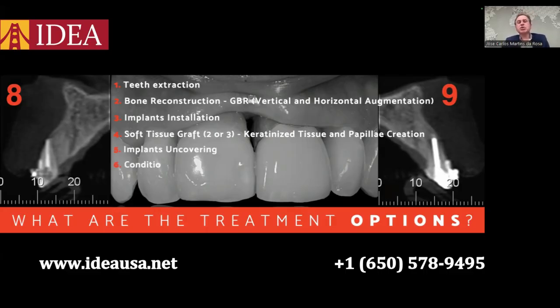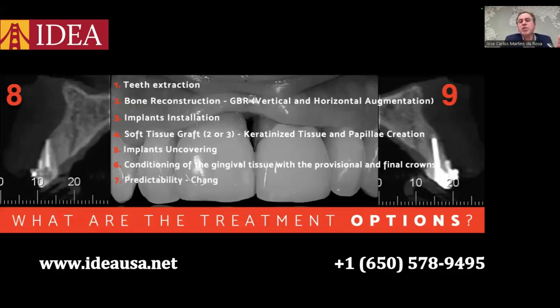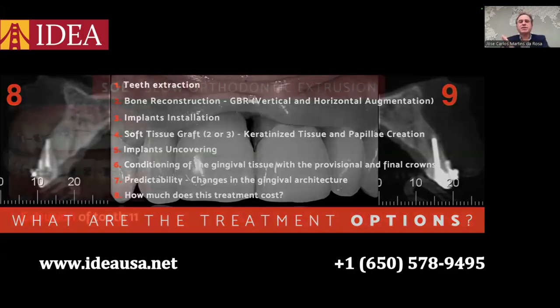And how about the conditioning of the gingival architecture with the provisional and the final restoration? Do you think it's enough in order to deliver to the patient the gingival architecture in its original position? And how about the predictability? And if you focus on the change in the gingival architecture position, how much does this treatment cost? So we went in a completely different direction.